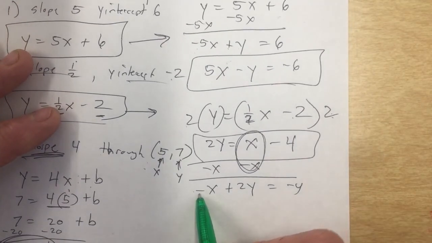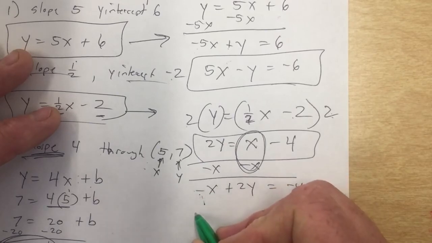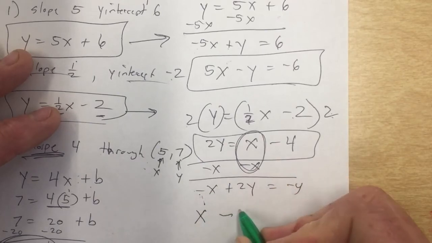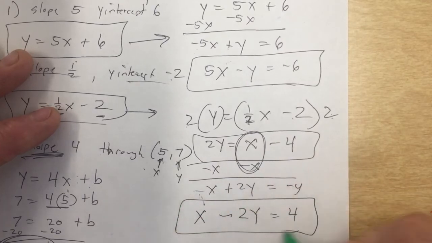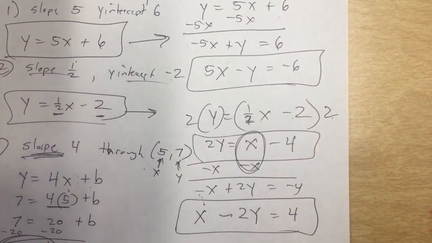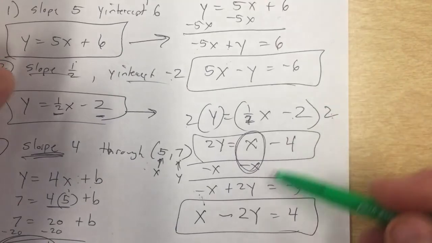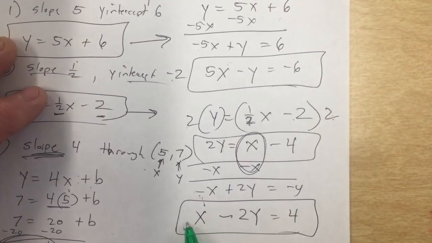And then my x is negative again, so I have to change all the signs because the a number can't be negative. So this is going to be a positive x, that turns to minus 2y, and that turns into a positive 4. And there's my equation in standard form. So in standard form, there can't be any fractions, and the first number, the A number, has to be positive.